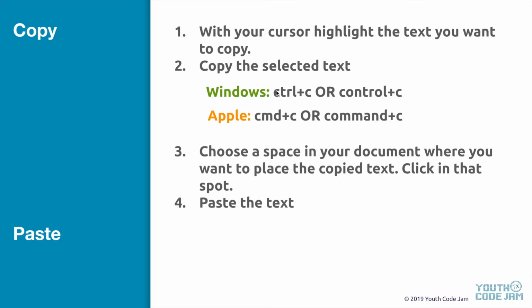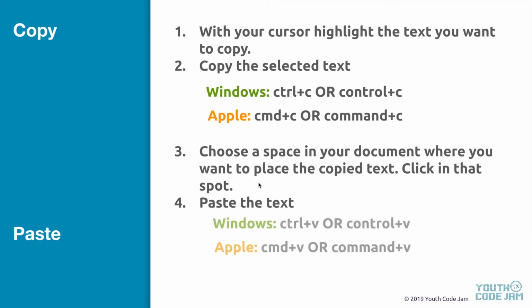Sometimes Control might be shortened on your keyboards, and same with Command. That's why we have these. It's the same keys in both structures here. So like I said, on Windows, you're going to look for the Control key on your keyboard and then click C to copy that phrase. And on Apple, you're going to hold down the Command key and then press C to copy the phrase. Then we're going to click somewhere in our document where we want to paste it. And we're going to do Control V on Windows for pasting and Command V on Apple for pasting.